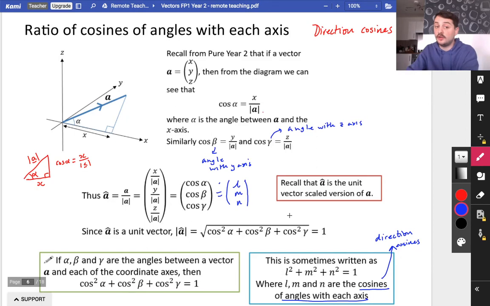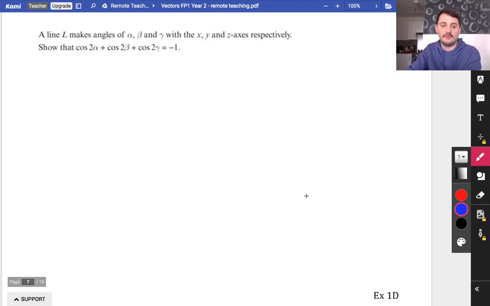So I'm going to pick one of them out as an example that is kind of weird, and shows how they like to use other areas of maths for this. I've got this one here. It says that a line l makes angles of alpha, beta, and gamma with the x, y, and z axes respectively. So they've actually given you the direction cosines, and it then wants you to show that cos 2 alpha plus cos 2 beta plus cos 2 gamma is equal to minus 1.